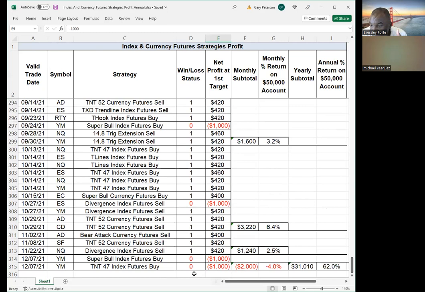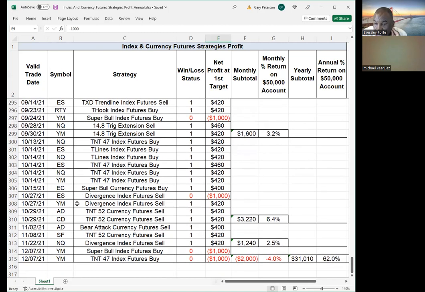And your ending December was a losing month, down 4% for the month, and with a 62% return for the year. So this spreadsheet shows annual returns if you're placing all the trades, first target only. This gives you a feel for the approximate percent return you should be expecting on your account.